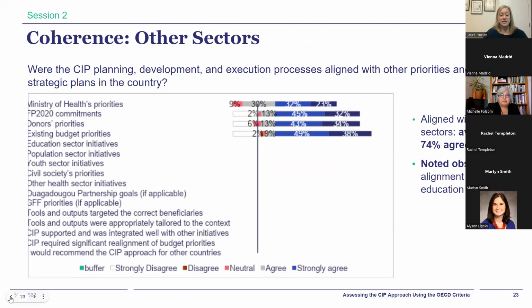But for coherence, we asked if CIP processes were aligned with other priorities and strategic plans. In this first slide, we see that survey respondents felt that this CIP was aligned with health sector priorities, including the Ministry of Health, donor, and civil society priorities, with an average of 80% agreement.